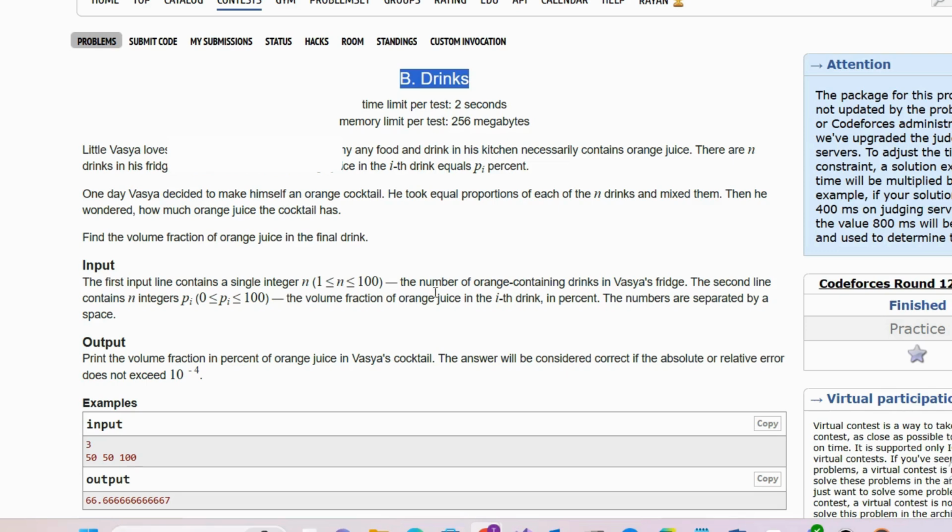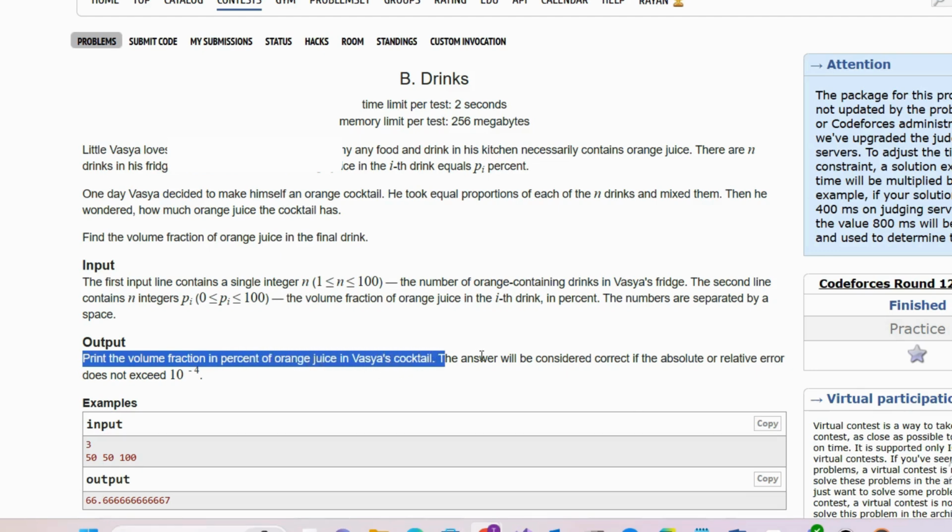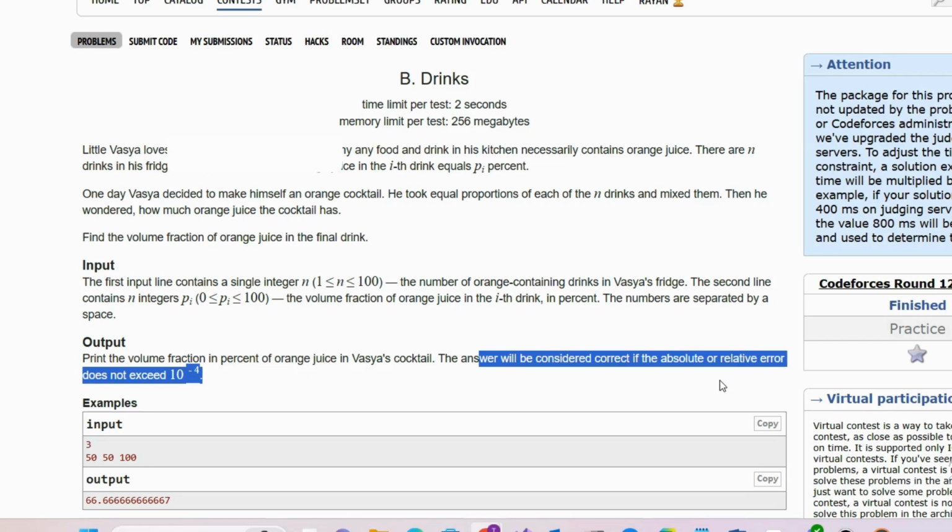The problem Drinks gives us n orange juice drinks, each having a certain percentage of orange juice. Our task is to find the average percentage of orange juice in the final drink when all n drinks are mixed together. Let's take an example from the problem.